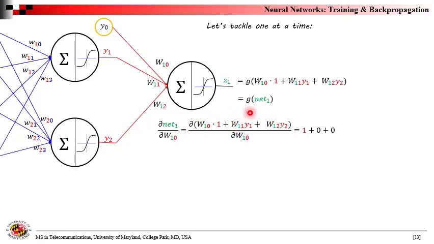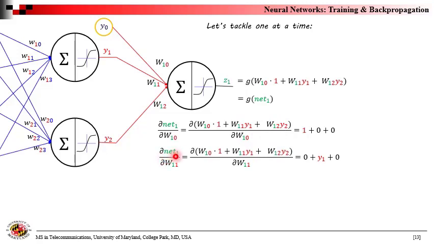But W10 is not here, and it's not there either. There's only one term in here that has W10. That's the first term that's multiplied by 1. This partial derivative, therefore, is equal to 1 from here plus 0 from there plus 0 from there. Let's look at the second one.